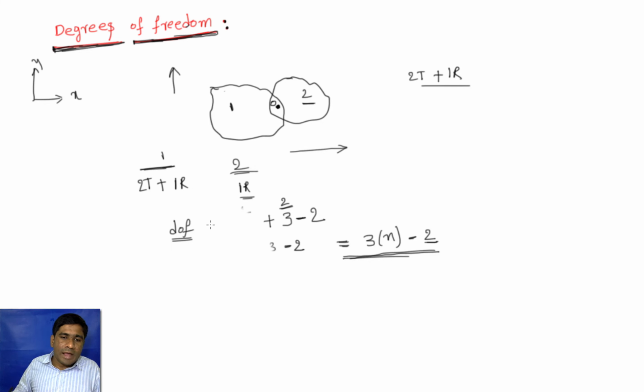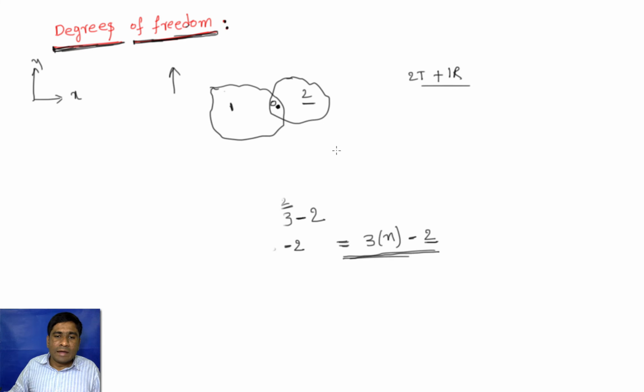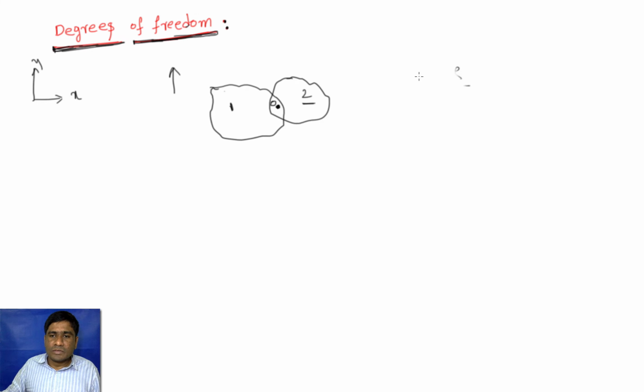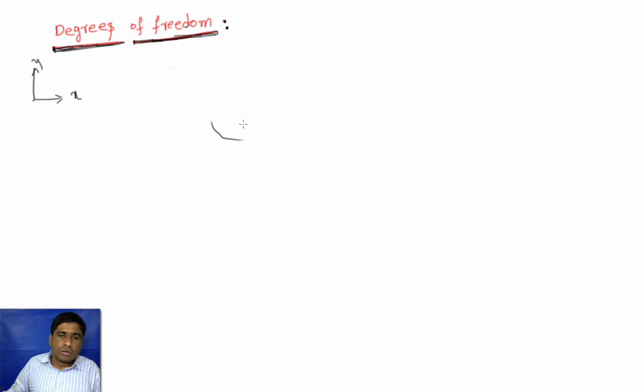Now we will see what happens if I make this body 1 a ground. That means I fix body 1 to the ground like this. So this is body 1 and this is body 2. This is the point O, and body 1 is fixed to the ground now. So body 1 lost its 3 degrees of freedom, and body 2 has only 1 degree of freedom, that is a rotation about the point O.